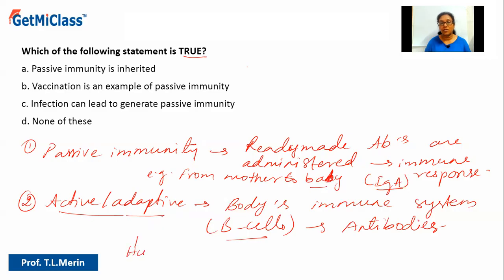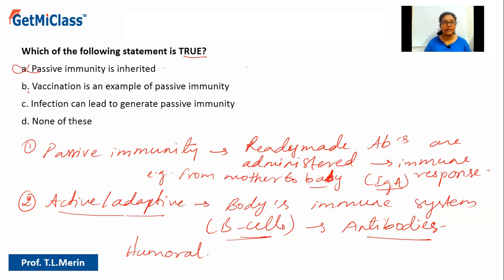This is also called humoral immunity. What is this called? Humoral, because it is related to the blood cells. So let us see. Option A says passive immunity is inherited. No, because in passive immunity you are providing ready-made antibodies, so it cannot get inherited because there are no genes for the production of antibodies. Whereas in adaptive immunity, the antibodies are produced because of the expression of genes in these B cells. Hence, option A is ruled out.